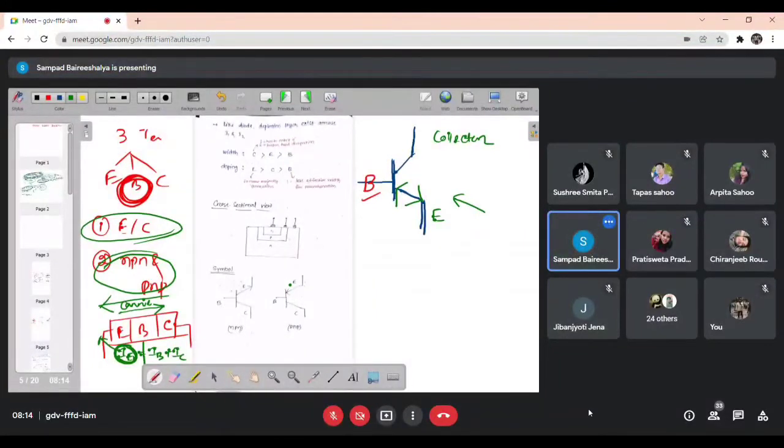Means the shape will be like this for PNP. If 100% is base, and the arrow mark will be here, so that will be emitter, this will be collector, and this is called PNP. And if the transistor arrow mark is like here, that will be NPN. Is that clear? Yes, sir.